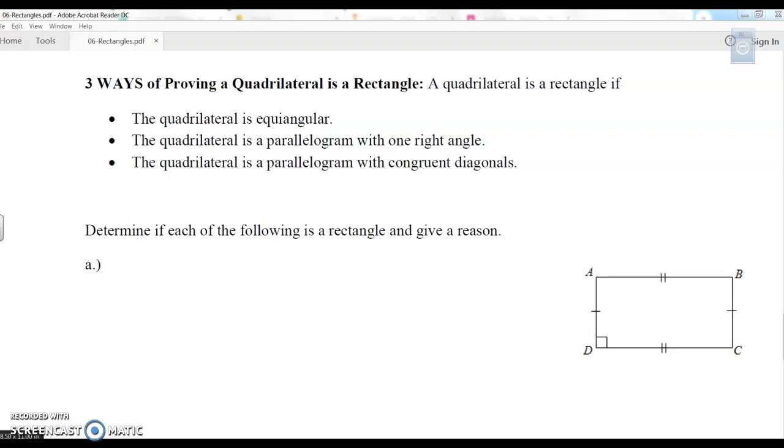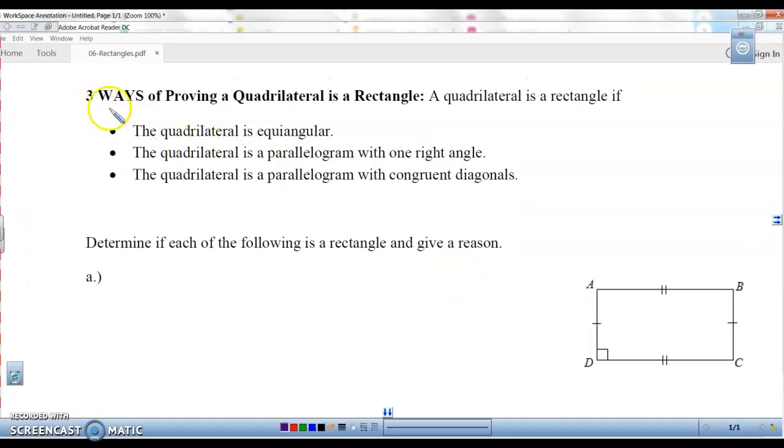This is Geometry, Unit 10, Lesson 6, the rest of the notes about rectangles. Okay, so we have just done all the proofs of why rectangles are rectangles. So we now have proved there's 3 ways of proving a quadrilateral is a rectangle.